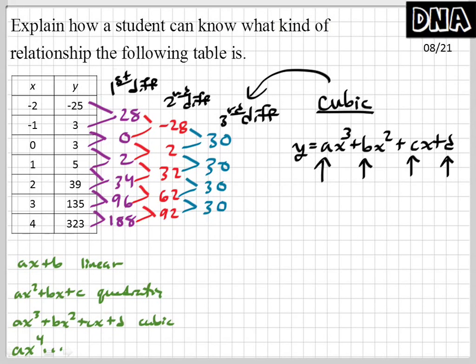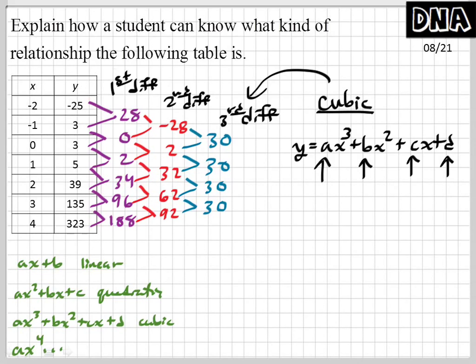In the first video, we looked at this table right here, and it asked us to explain how a student can know what kind of relationship this is. We found out that if we took the third difference, it was constant, so we knew it was cubic. So sometimes the question also asks, what exactly is that equation? What is the function that would give us these values in the table?